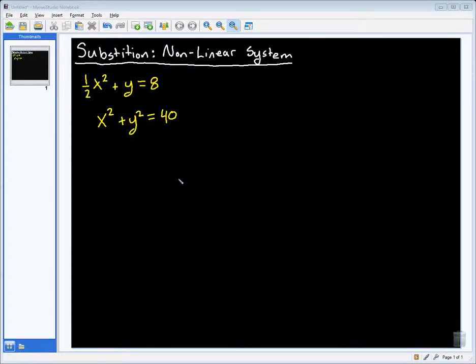In this video, we're going to be solving a nonlinear system of equations by using substitution. So notice that both equations are nonlinear equations. So the first thing we want to do is solve one equation for a variable.